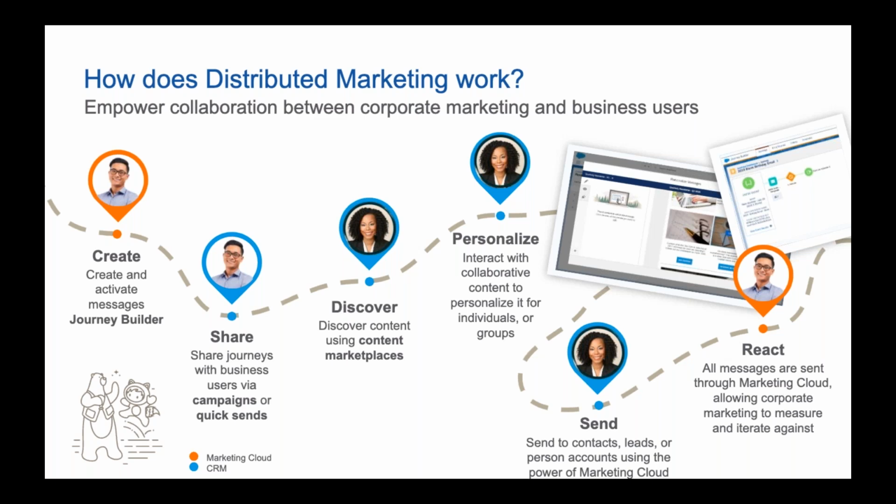And every journey you share via DM is ultimately represented as a record in CRM, either a campaign record or a quick send record. And that means that you can use sharing rules to control who sees what down to the message level.